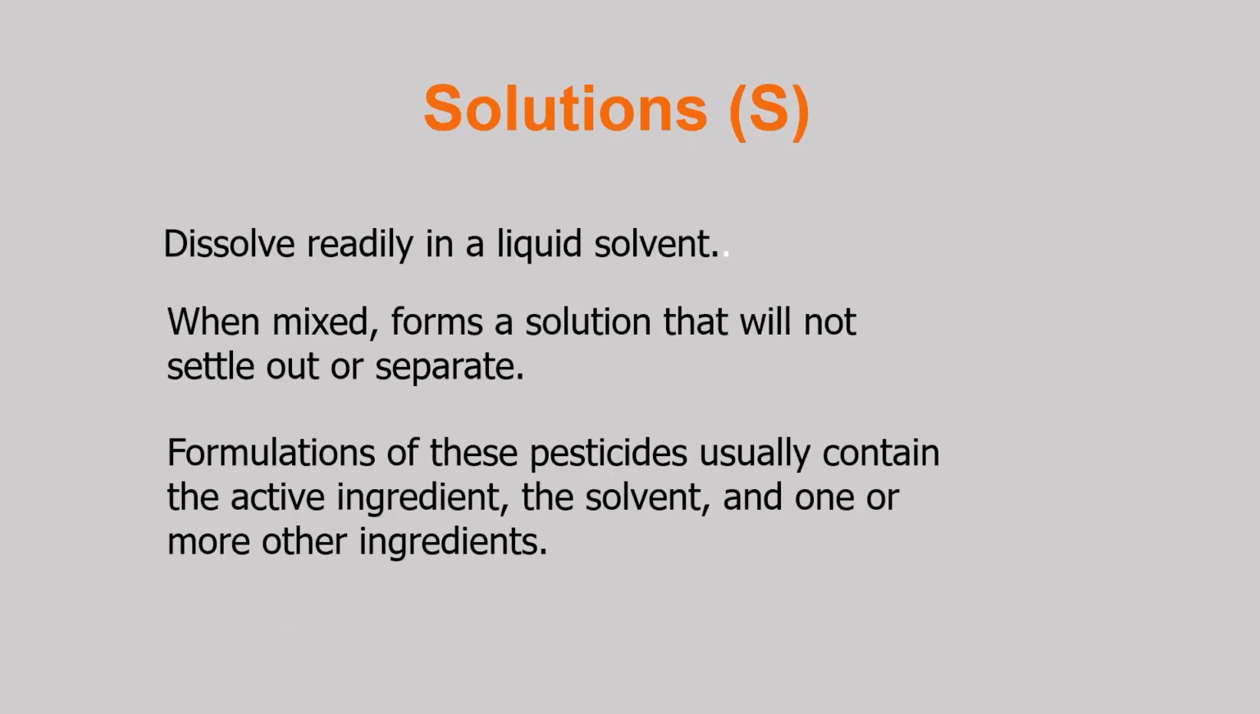If you see the designation S on there, those are solutions, which dissolve readily in a liquid solvent. When mixed, they form a solution that will not settle out or separate. You've heard people say they go to open a jug and they see chocolate milk. You see the two forms separate. These don't tend to do that. Formulations of these usually contain the active ingredient, the solvent, and one or more other ingredients.